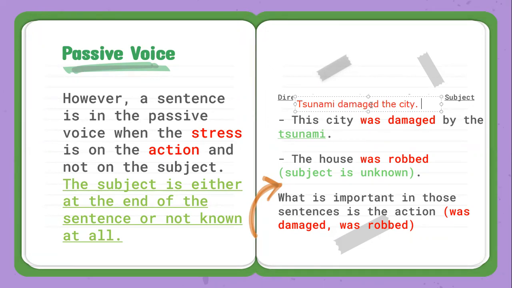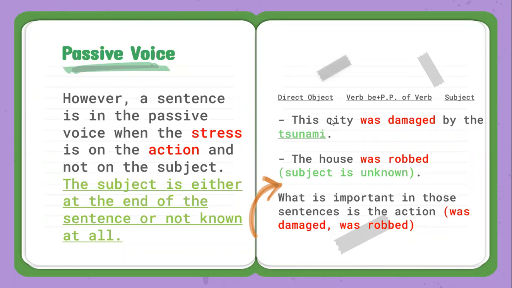So the verb to be should be in the past simple, which is was or were. The city is a singular noun, which is the direct object. So I say was, and then the past participle of the verb damage, which is damaged. Okay, so this is a brief introduction on how to change the verb. I will, as I said, explain it in detail next.